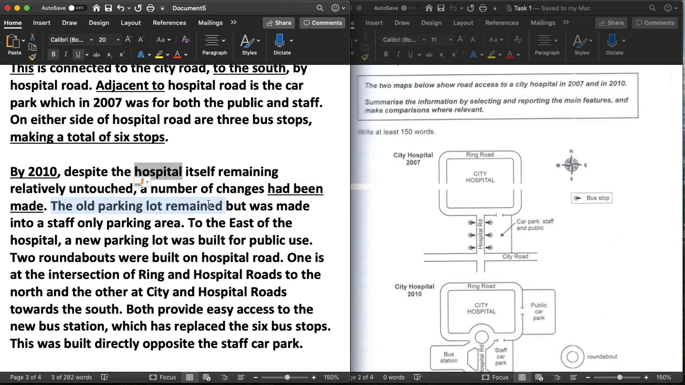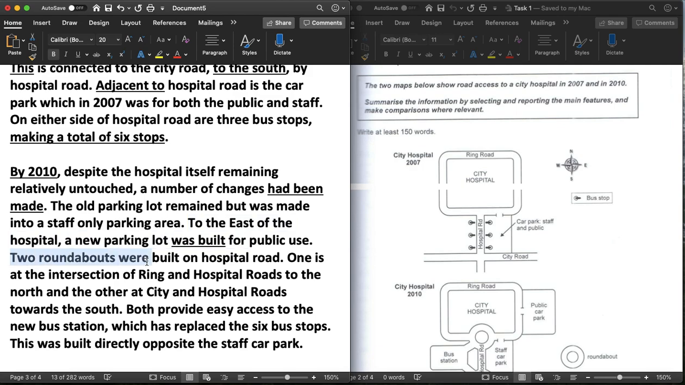The old parking lot remained, but was made into a staff-only parking area. So I've talked about how this is here, it is still here, but now it is staff only. To the east of the hospital, a new parking lot was built. So again, this is one of the verbs that frequently will be passive for public use. Also, I've mentioned the old parking lot and now it's only staff, so it makes sense to mention the public use parking lot. I could also change this sentence to say, public parking is now to the east. In fact, that might be a little bit better, but this is fine as well.